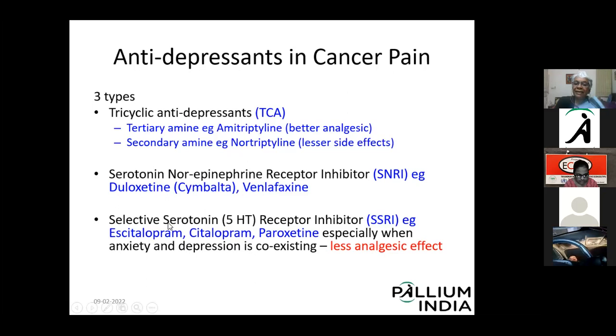And then you have the selective serotonin reuptake inhibitors, that is the SSRIs. They include escitalopram, citalopram, paroxetine, etc. But these SSRIs have more effect on anxiety and depression as compared to pain. So it is the first two categories that are more effective for pain.